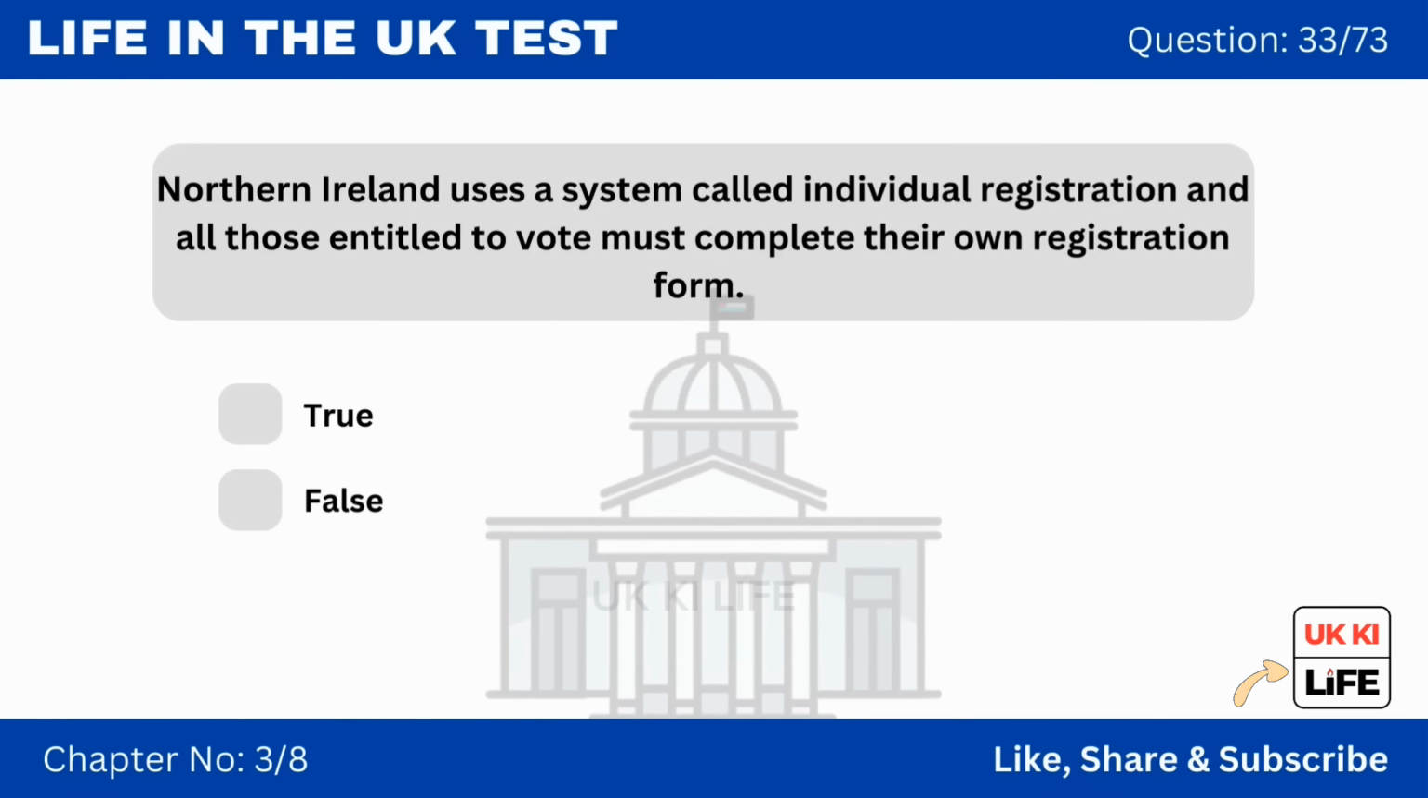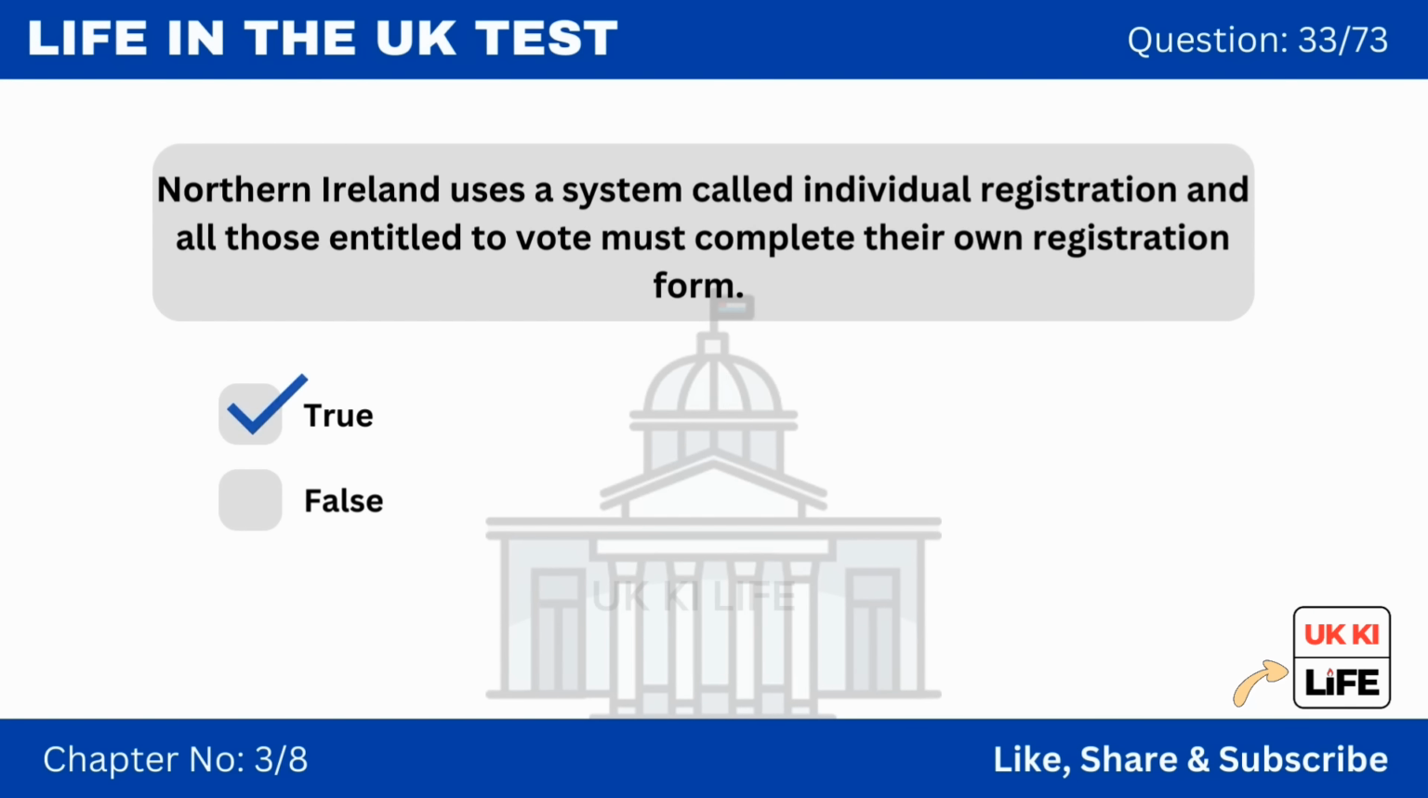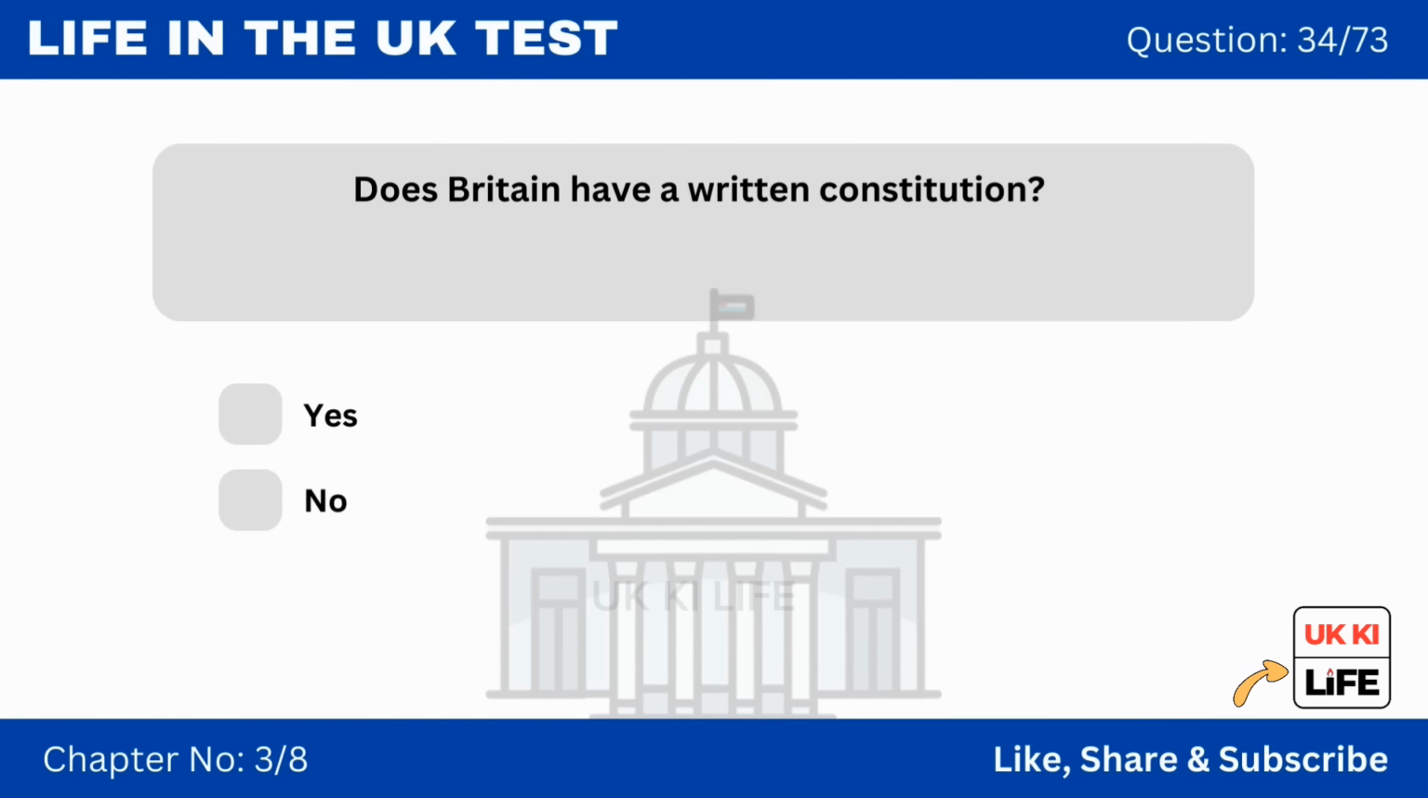Question 33. Northern Ireland uses a system called individual registration, and all those entitled to vote must complete their own registration form. True. False. The correct option is A. Question 34. Does Britain have a written constitution? Yes. No.